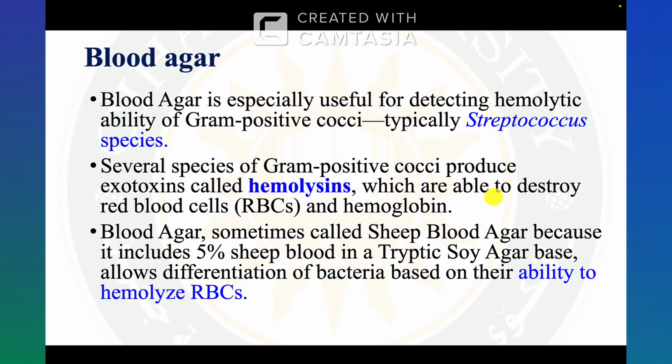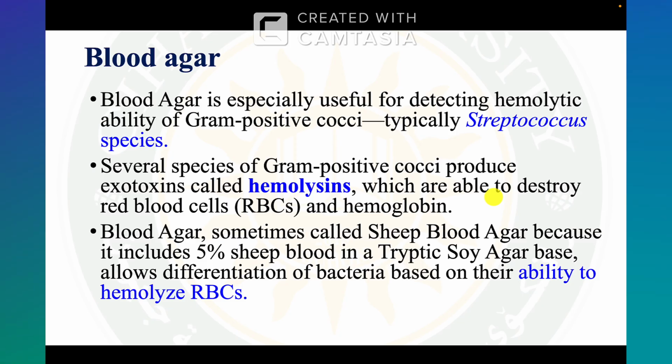As I said, it is a general media for most bacteria, and it is a selective media for some gram-positive cocci. Why is it a selective media? Because of gram-positive cocci, Streptococci especially, and Staphylococci. Today we are going to work on Streptococcus.